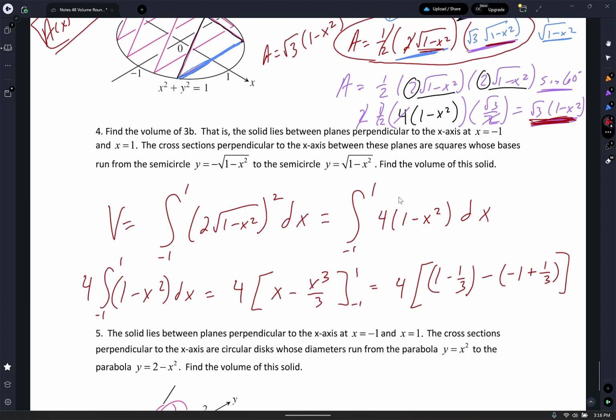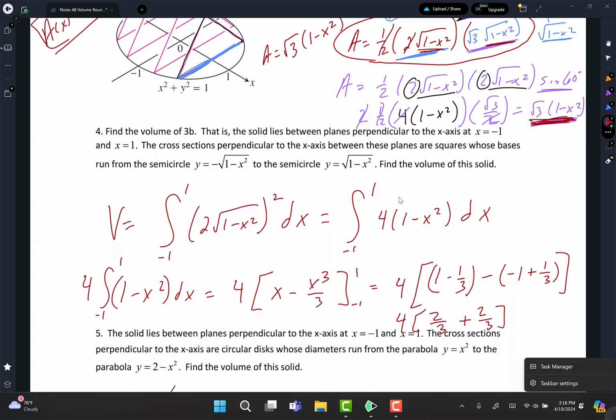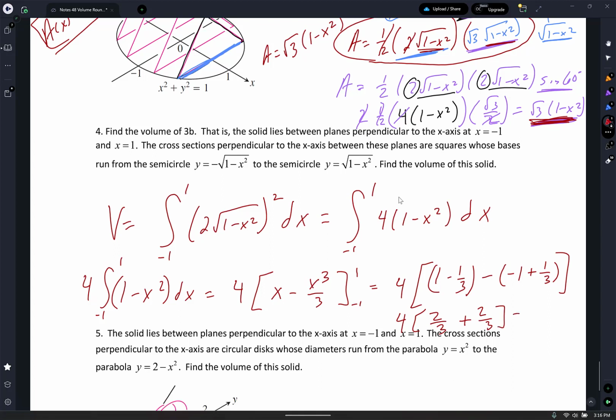So let's see what that is. 4 bracket, 1 minus 1/3, I think that's 2/3, minus (-1 plus 1/3), I think that's -2/3, so minus a negative turns to a plus. 2/3 plus 2/3, that's 4/3. 4 times 4/3, that's 16 over 3.